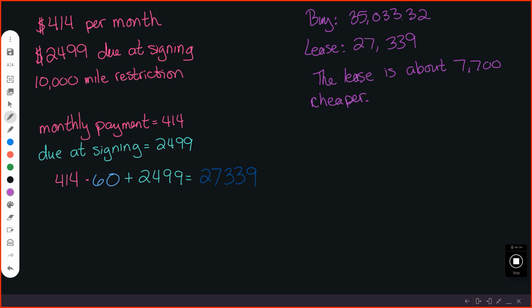If after 5 years the car is worth more than $7,700, you had a better deal when you bought it, because you only paid $35,000 for it. So if your buyout for your vehicle is $12,000 after 5 years, in order to buy the vehicle you would need to pay an additional $12,000. Okay.